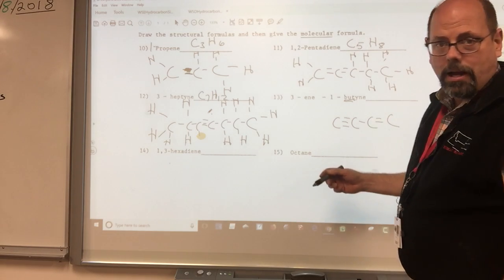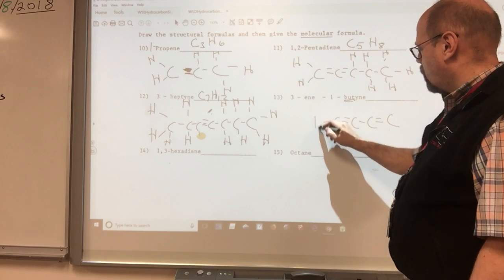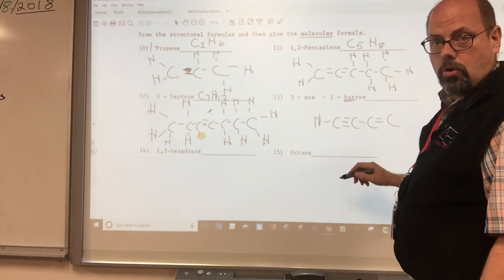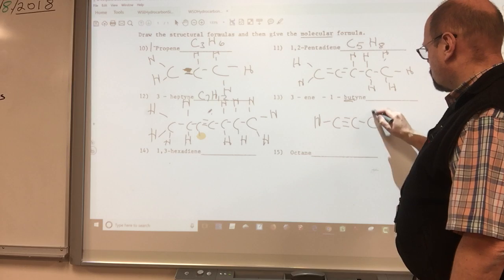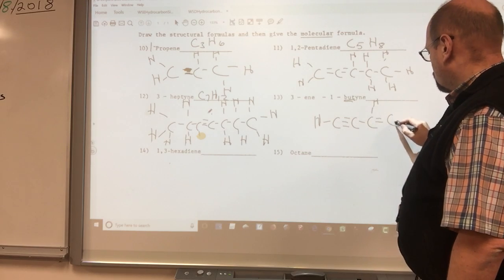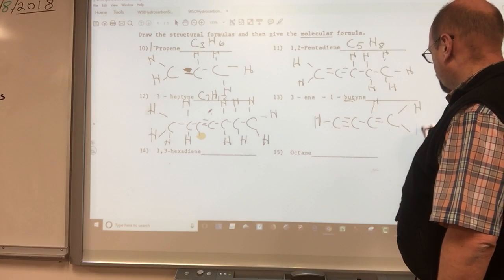Now, I just want to figure out how many hydrogens it has. This has 3, so it's got room for 1 more. This one's got 4, so there's no room for another stick. This has 3, so it has room for 1 more hydrogen. And this one has 2, so it's got room for 2 hydrogens.